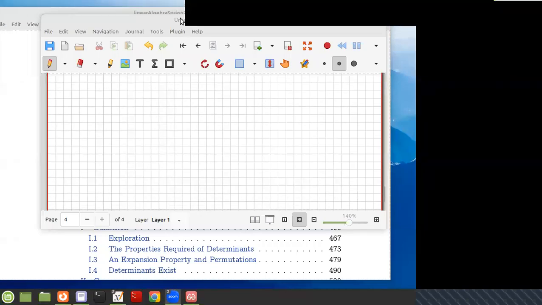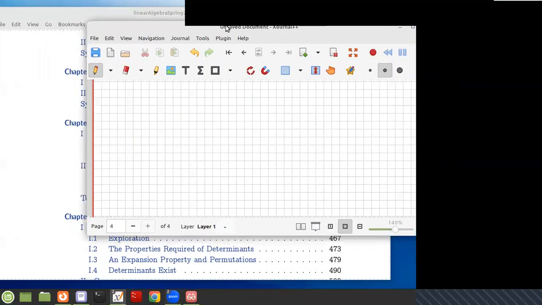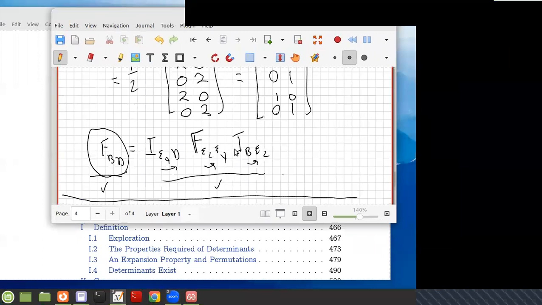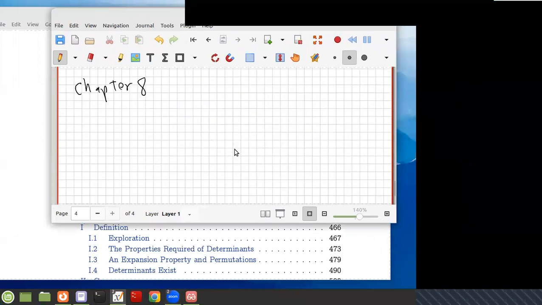Now we can go to chapter 8. And yes, okay. So chapter 8 is about geometry.